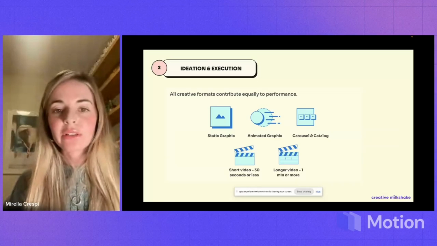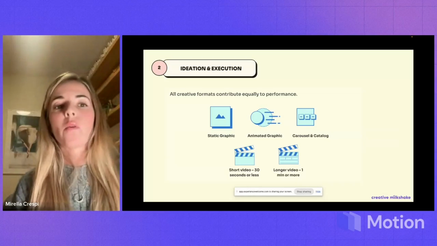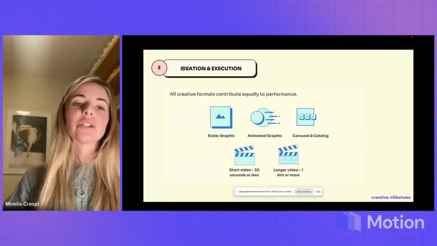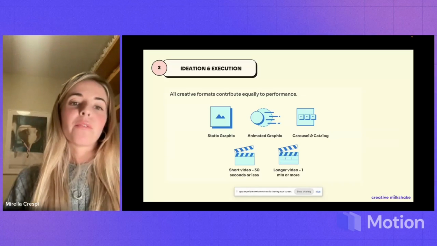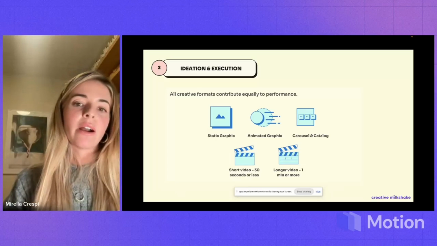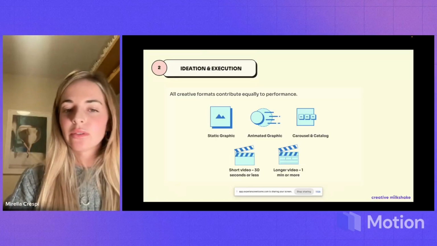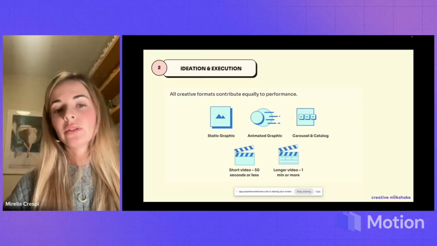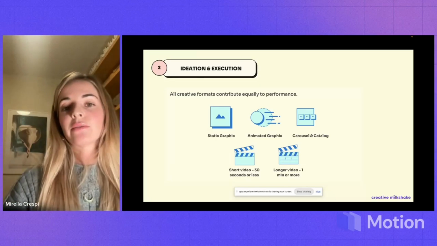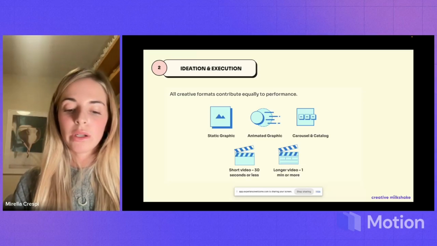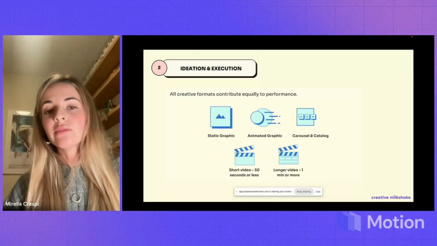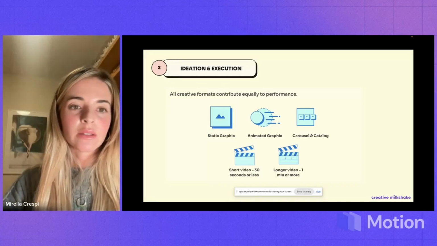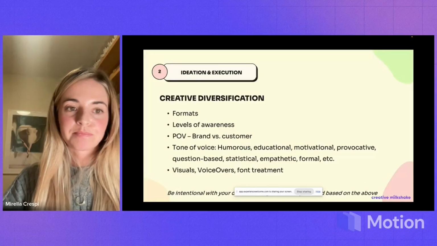And then you have creative diversification when we speak of formats. All creative formats contribute equally to performance, and you should be testing all of them. From statics to short animated graphics to carousels and catalogs to short videos to long videos. This is not only because different people will react and resonate better to different formats, but because you also want to make the most out of the inventory, out of the placements that are available. Definitely test as many formats as you can.